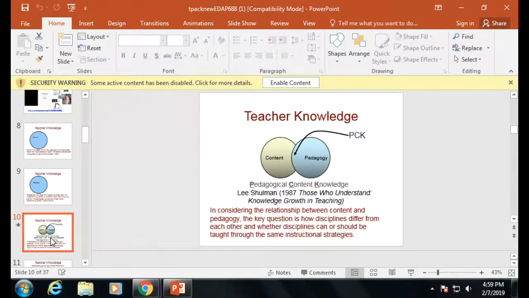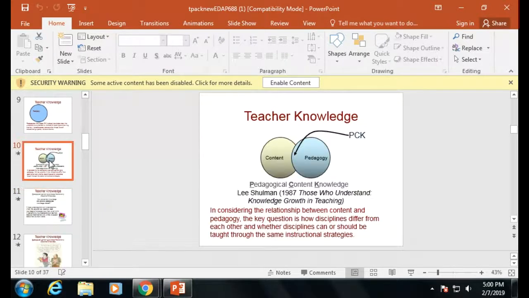What happened was when Lee Shulman came along in 1987, not that long ago in terms of research, he said this very simple thing: in considering the relationship between content and pedagogy, the key question is how disciplines differ from each other and whether disciplines can or should be taught through the same instructional strategies. If you've been teaching for a while and you heard that, your first reaction ought to be, well, duh, Steve, yes. What he was trying to get at, and I call this the pedagogical slide or the pedagogical dance, is that when we teach, we have to move between these different pedagogical ways for the content to have true meaning to students.